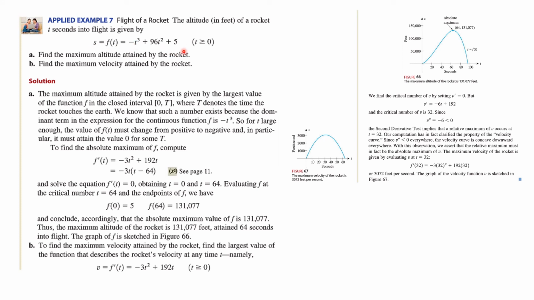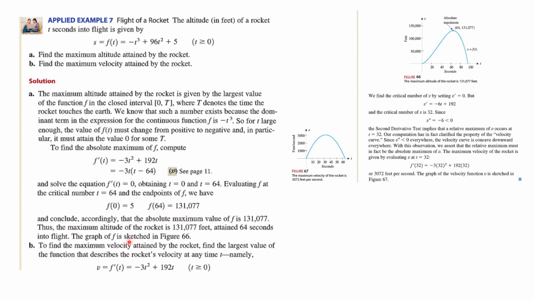So we're going to take the derivative of this function. So f prime of t is going to be equal to minus 3t squared plus 192t. And this is defined for all values, so the only critical numbers are going to happen when f prime of t is equal to 0. We factor this and we set it equal to 0. Well, we find out that either t is equal to 0 or t is equal to 64. So we're going to evaluate f at those critical values and the endpoints, and we'll get f of 0 is 5 and f of 64 is this big number.